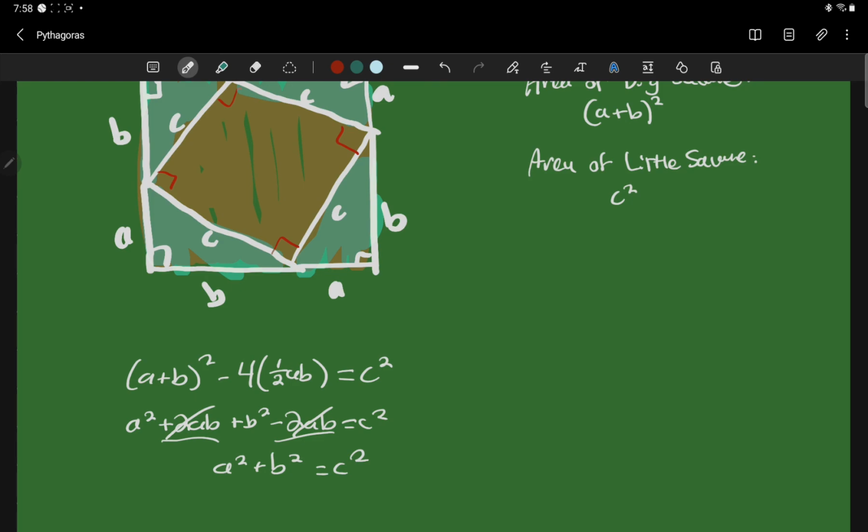So this definitely isn't the only way to prove the Pythagorean theorem, but this is the method that I learned from. I think it's really interesting. That's pretty much all I had to cover.